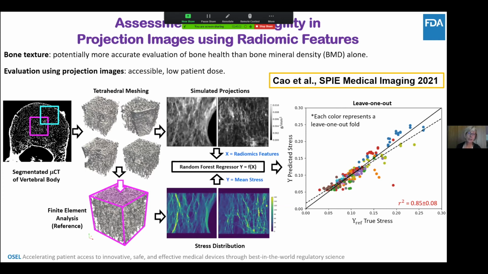And the team is looking at the possibility of using radiomic features derived from projections, which would allow for more accessible data sets and lower patient dose. And here again, this is a demonstration project that allows us to look at issues related to dimensionality of the feature space, dimensionality of the null space of projection imaging, and figures of merit for showing that the approach matches the actual stress distribution that is achieved by actual bone samples.